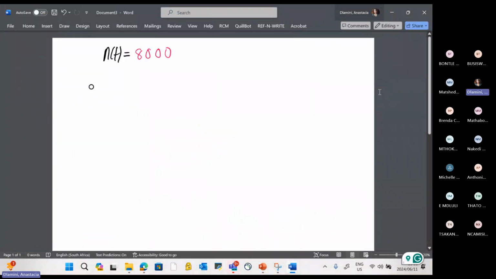Okay, so now we know that N of t is equal to 500 e to the power of 0.4 t, right? Now we substitute 80,000. So 80,000 is equal to 500 e to the power of 0.4 t.